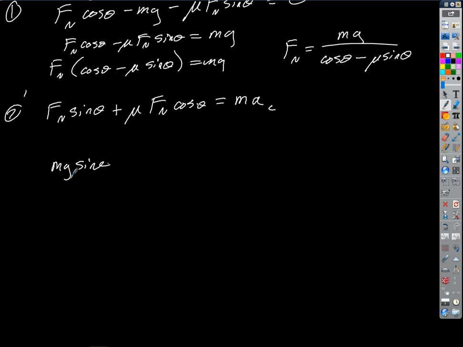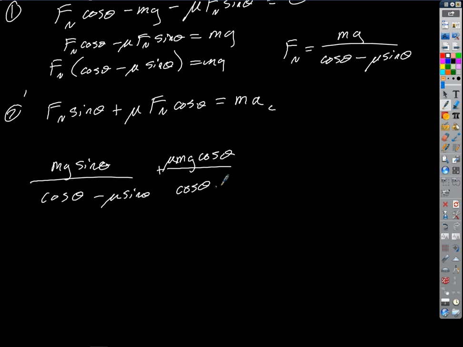So mg sine theta, if I multiply by sine theta, over cosine theta minus mu sine theta, plus mu times cosine theta times this, over the same thing, cosine theta minus mu sine theta, equals ma.